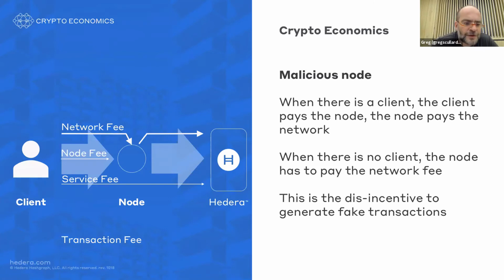There would be no service fee because there is no service being invoked at this particular point. The events would be thrown away. The nodes participating in consensus have all received their network fee or will receive their network fee, and the malicious node would essentially be paying for all of those malicious calls to the network. So that's a disincentive for them. Unless they wanted to waste their funds doing so, there is no incentive for them to do so.